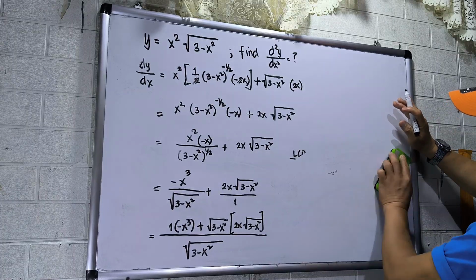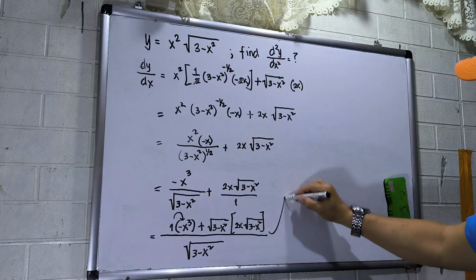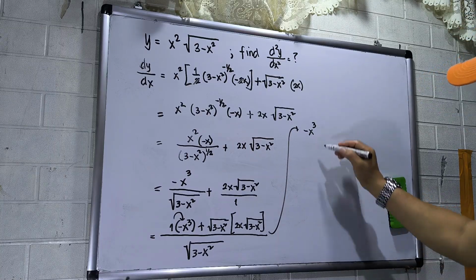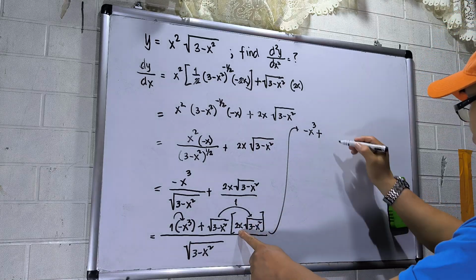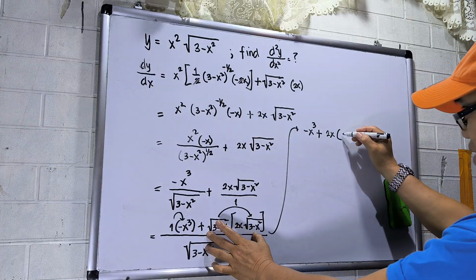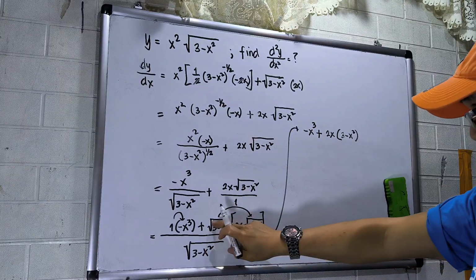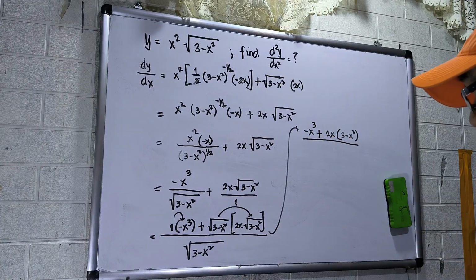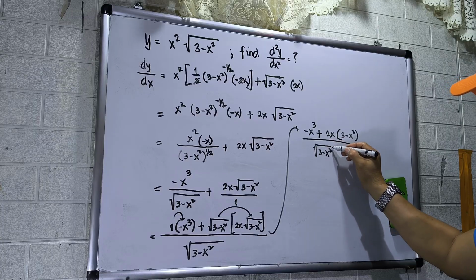Okay, allow me to erase this one. Then multiply. So this will be negative x cubed. Then plus, multiply this one. Or I will just write this one first: 2x. Then 1 half plus 1 half, right? So this will be circle brackets 3 minus x squared raised to 1. Okay, because 1 half plus 1 half, that is 1. Then this will be square root of 3 minus x squared.